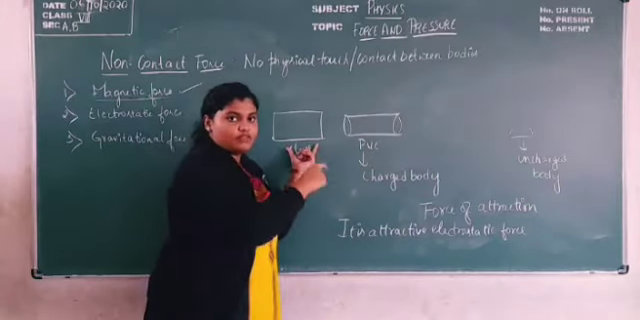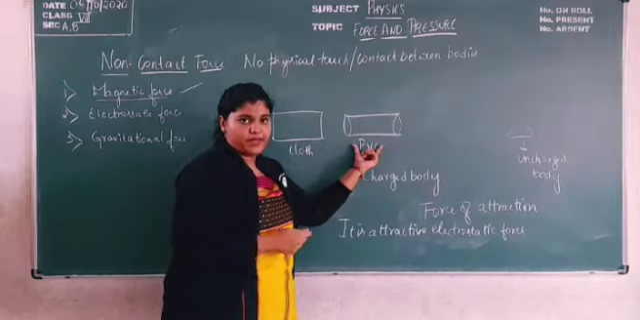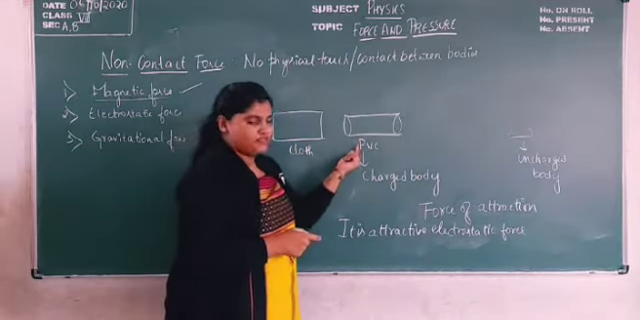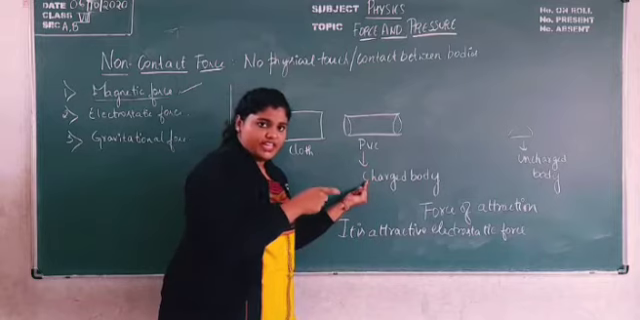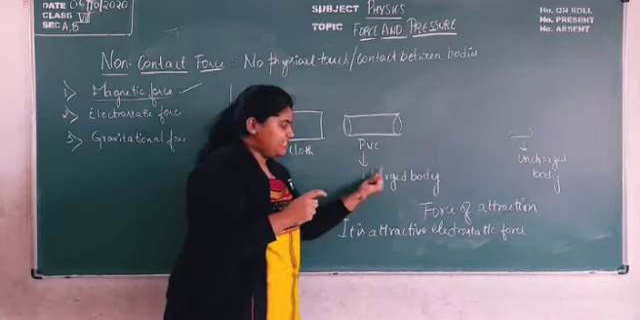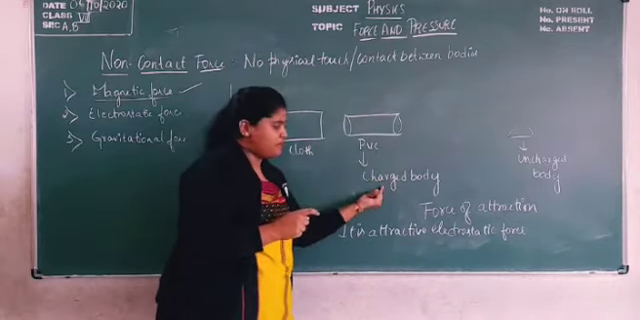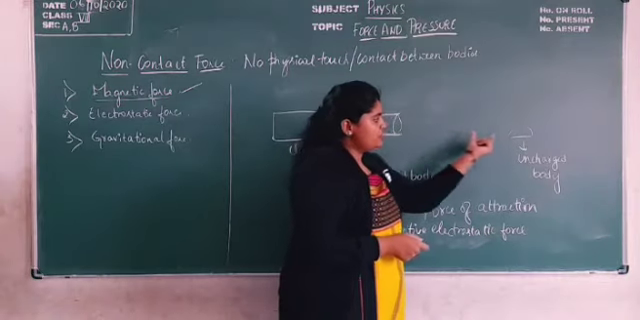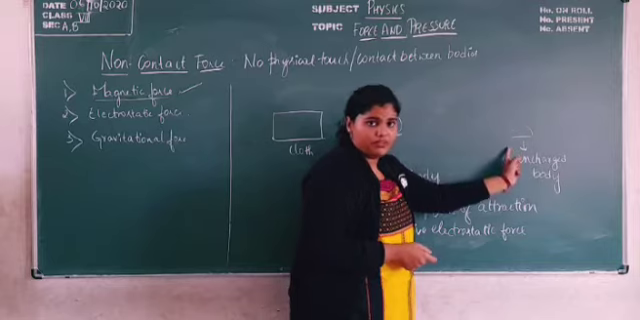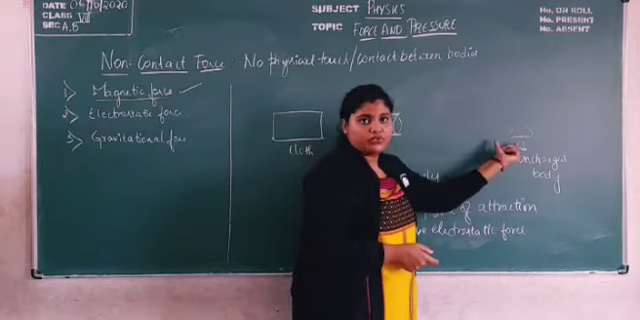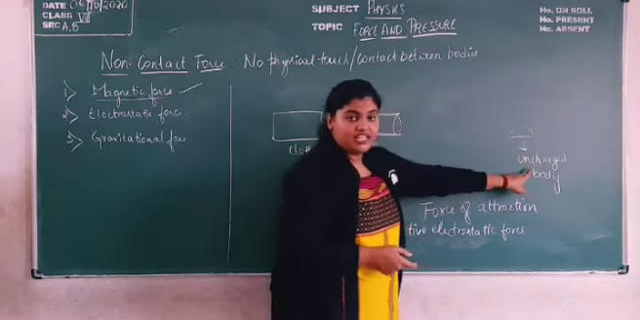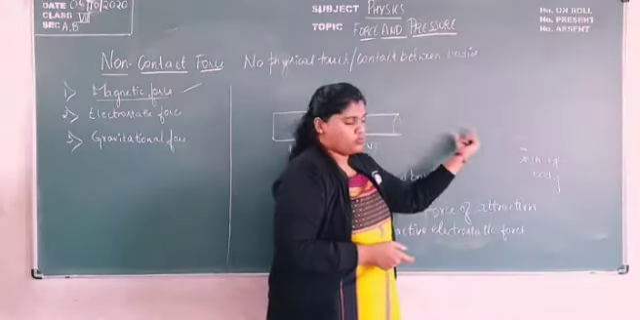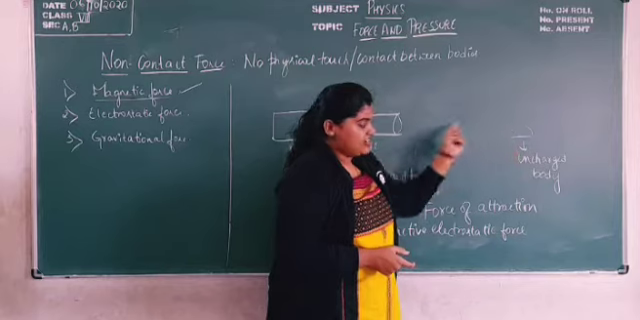When we took the cloth and the PVC pipe, when the PVC pipe was rubbed against the cloth, this PVC pipe got charged. So when any object is rubbed, it gets charged. So here the PVC pipe was a charged body. Now when it comes closer to this bubble, which is an uncharged body, it attracts the bubble.